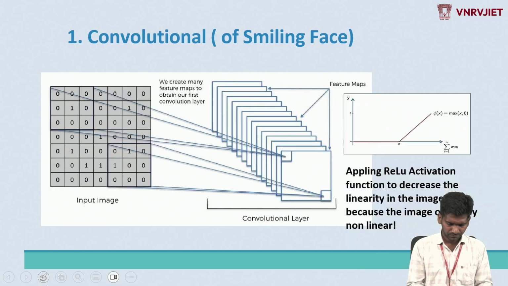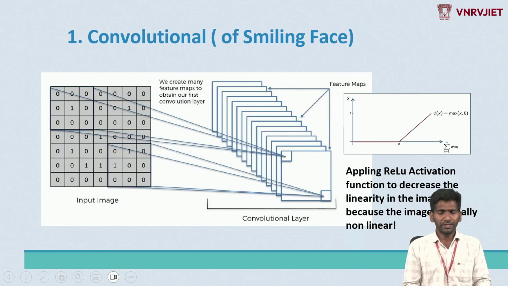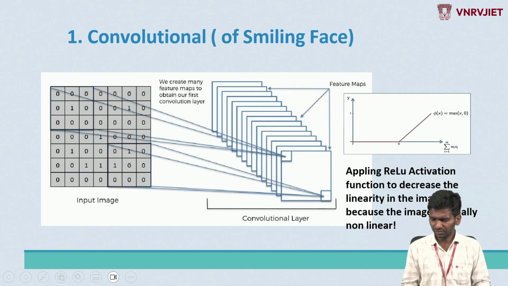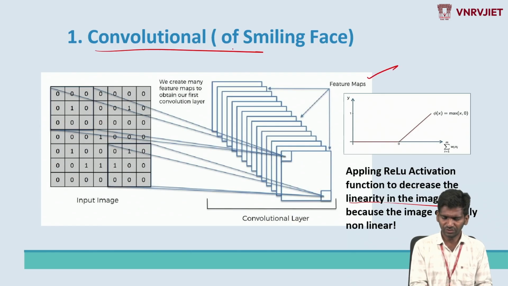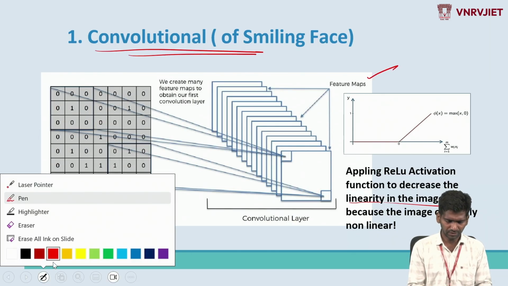Then next we will be applying the ReLU activation function in order to decrease the linearity in the image. Linearity means the sharpness of the image. It is optional, we can give it or not. We will apply ReLU to these feature maps after applying the convolution. This is the first step in CNN.